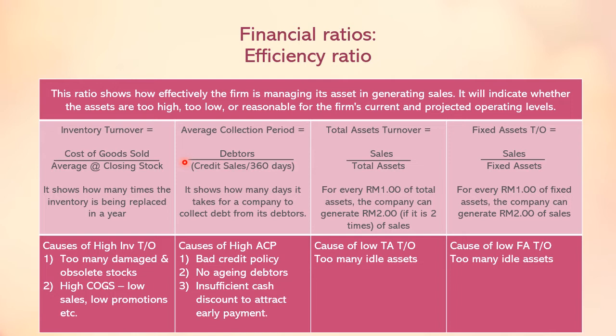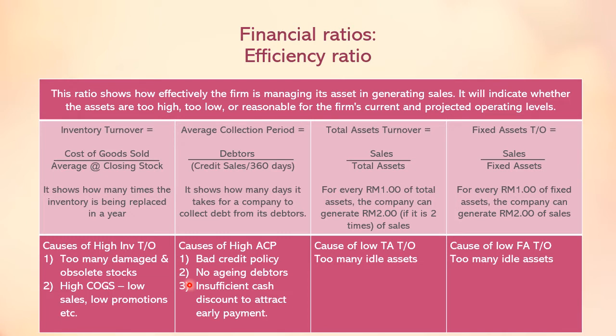Okay, so the longer the ACP, the slower your policy to collect debt, the worse your performance in terms of efficiency. So we do not want to have a high ACP. So why do some companies have a high ACP? Because of a bad credit policy.